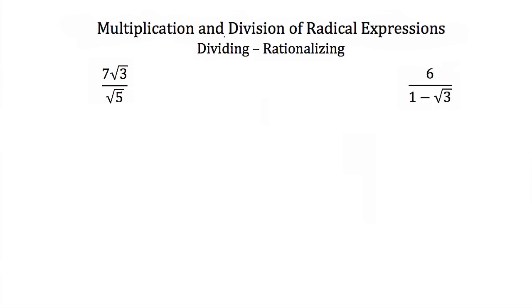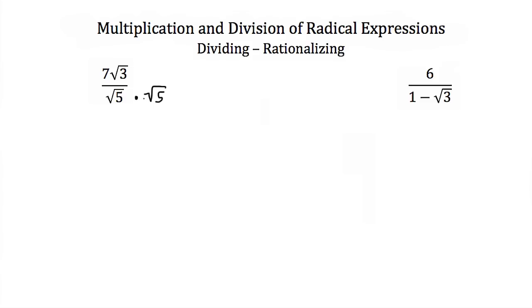When we divide radical expressions, we don't actually divide them, we rationalize them. Rationalizing is basically just rewriting these expressions to get the square roots, or the radicals, out of our denominators. So here I have 7 times the square root of 3 divided by the square root of 5. Now if I want to get rid of the square root in my denominator, I have to multiply the square root of 5 times the square root of 5. This will give me the square root of 5 squared.